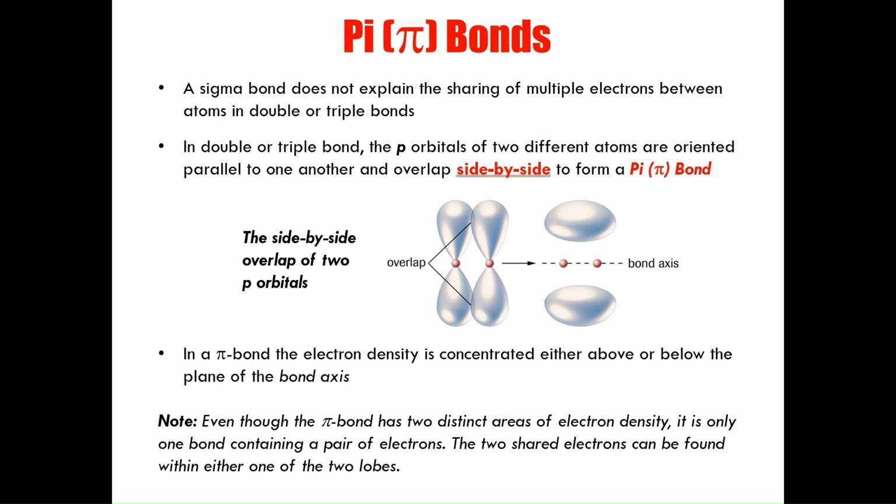Because of the probability distribution of the two electrons being shared, it's impossible to know if the electrons will be above the bond axis or below the bond axis after the p orbitals overlap side by side with each other. Because of this, scientists have stated that there are two possible locations where you can find the shared pair of electrons. They will either be above the bond axis or below the bond axis, but never in both.